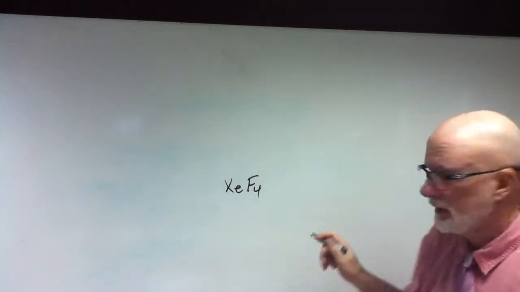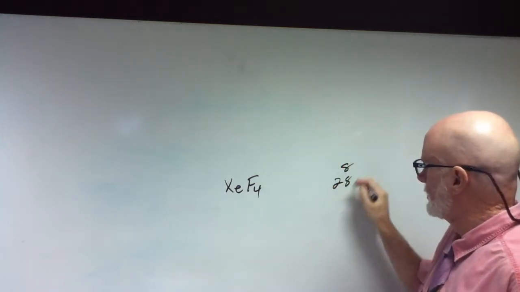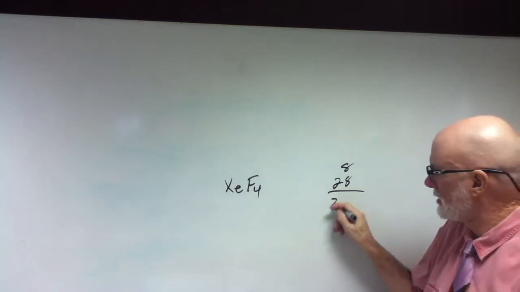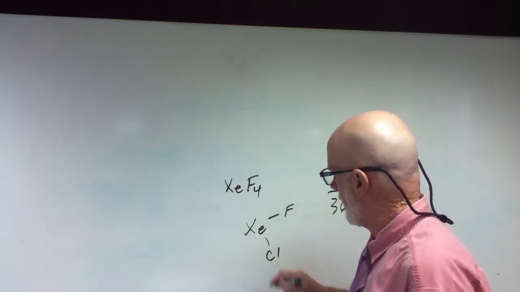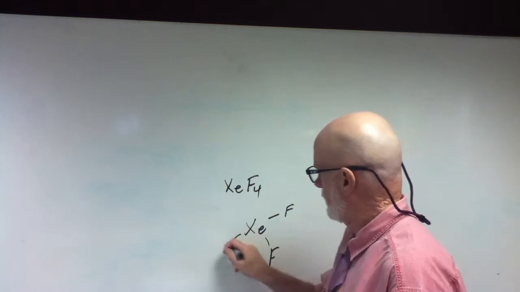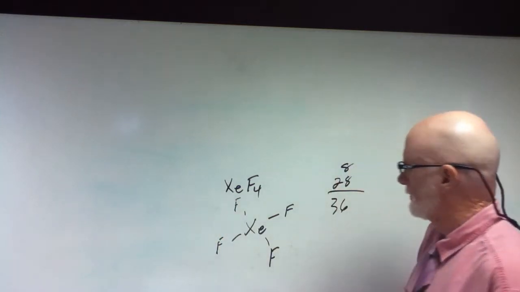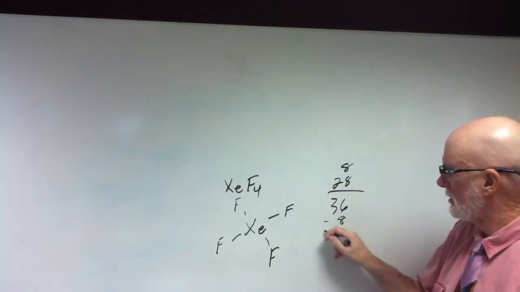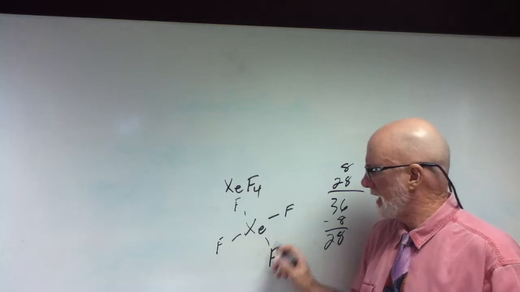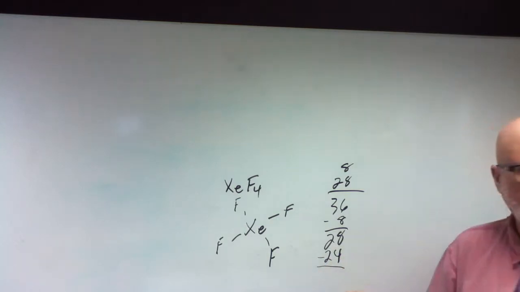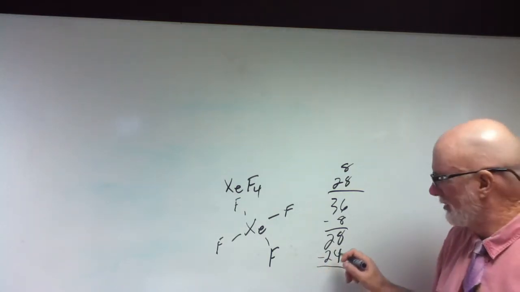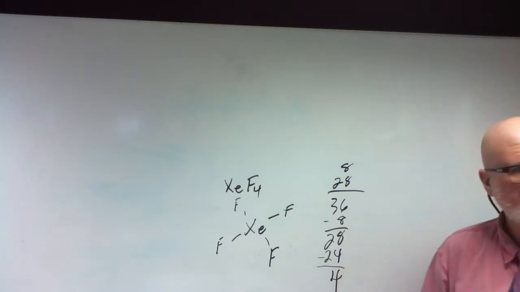I'll do xenon tetrafluoride. You guys know this one? Yeah. Okay, so it's going to be 8 and 28, 36. I'm kind of giving it away. Okay. So minus 8, 28. So 6, 6, 6, 6, right? 24? No, that's 3 instead of 4. Okay, so 4. So I have 4 left over.